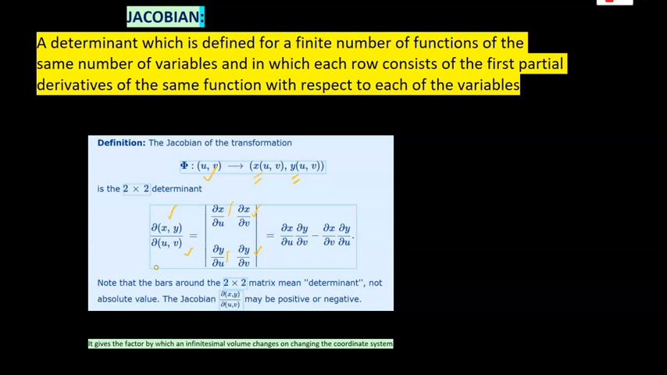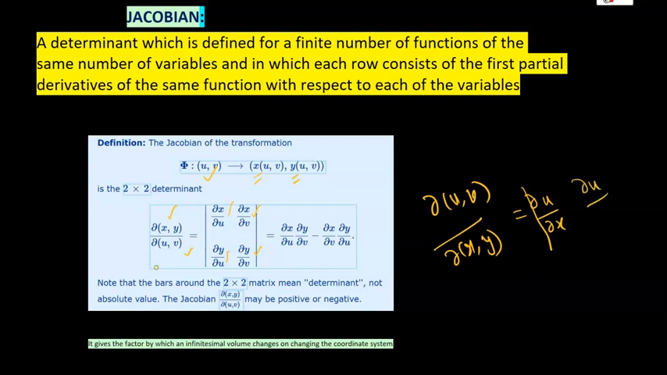For example, if I write del of u comma v with respect to x comma y, then I will write del u by del x, the determinant value, and then del u by del y, then del v by del x, and del v by del y. So either uv with respect to xy or xy with respect to uv. Depending on the problem, we'll write the Jacobian value.